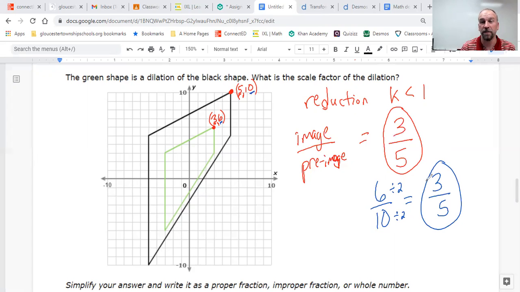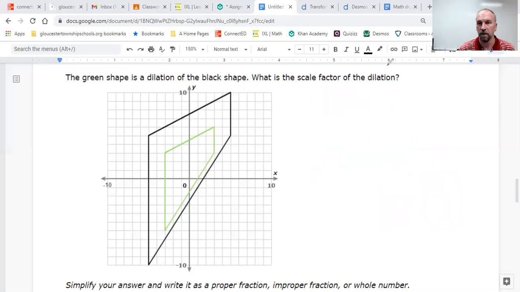That's how you find your scale factor. Pick any coordinate you want. Pick the one that's easiest. Pick the one that has positive numbers. Don't pick the ones over here. They're negatives. Don't pick the ones on here. They're all negatives. Pick the easiest one, the one that has a positive value. And then pick either X or Y. It doesn't even matter which one you do. If you do them both, you can check yourself to make sure you didn't count wrong or divide wrong. And put the image coordinate divided by the pre-image coordinate in its fraction form if it doesn't divide evenly. You've got a scale factor. All right, get to work.